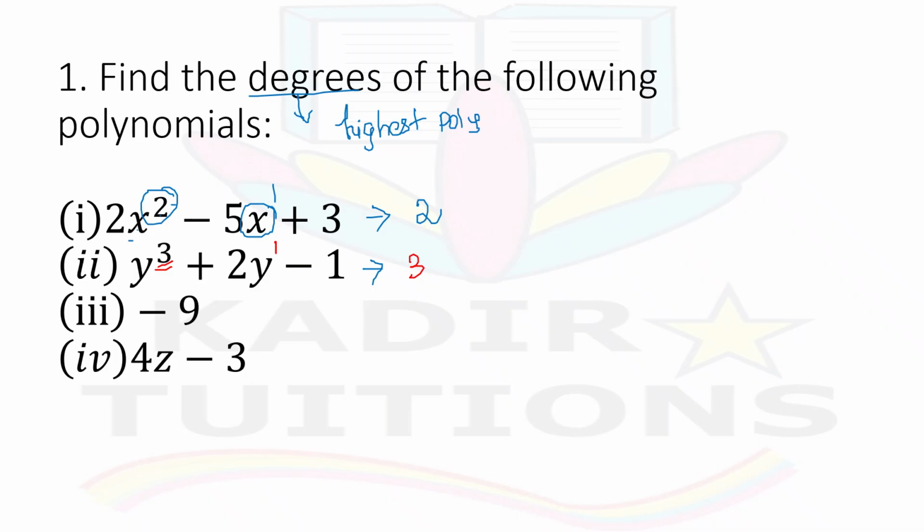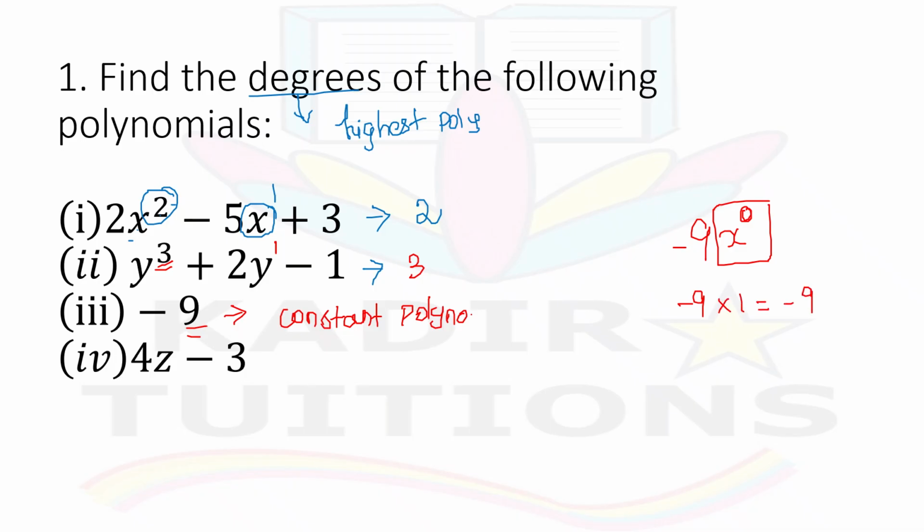And the third question, only a constant is given, so you can say that it is a constant polynomial, right? So what is the degree of the constant polynomial? I can say like this: I'm having -9. The constant polynomial means it is going to have the x term, but the power is going to be 0. So what is x to the power 0? It is 1. That is why -9 into 1 is also -9 only.